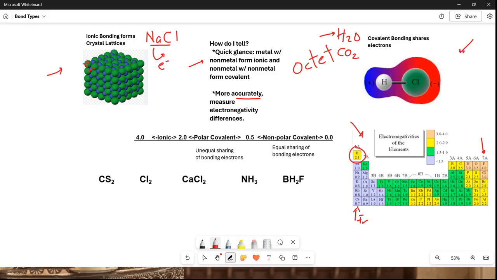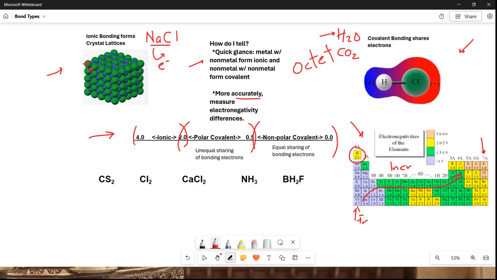When we talked about the periodic trends, we know going across and up, the electronegativities increase. We can use those electronegativities to determine bond types. Right here, I have an electronegativity difference chart. If I have a difference between 4 and 2, it's going to be an ionic bond. If I have a difference between 2 and 0.5, it's going to be a polar covalent bond. When I have a difference between 0.5 and 0, it's going to be a nonpolar covalent bond.